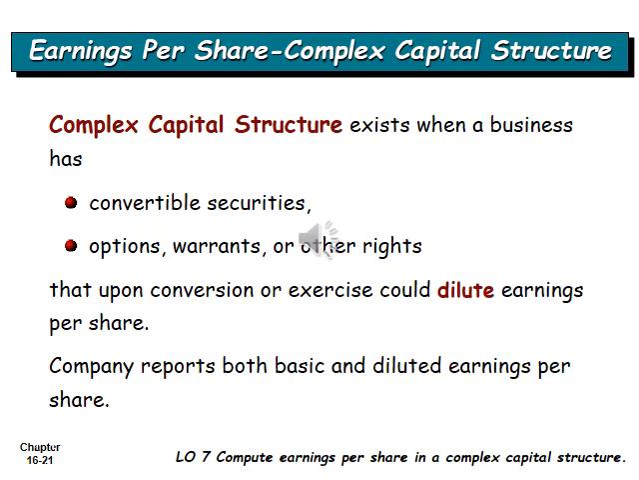To talk about the complex capital structure when we have convertible bonds or convertible preferred stock, we will see the effect of this on the earnings per share by calculating the diluted earnings per share. We said before that when we have convertible bonds or convertible preferred stock, this means that the bondholders and the preferred stockholders can convert them into common stock. What is the effect of this on the earnings per share?